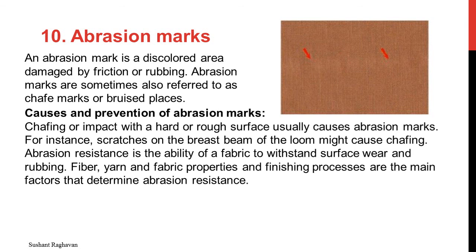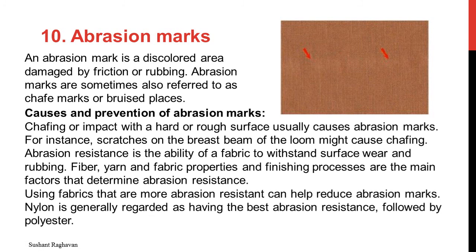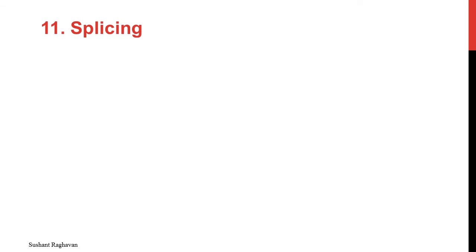Abrasion resistance is the ability of a fabric to withstand surface wear and rubbing. Fiber, yarn and fabric properties and finishing processes are the main factors that determine abrasion resistance. Using fabrics that are more abrasion resistant can help reduce abrasion marks. Nylon is generally regarded as having the best abrasion resistance, followed by polyester.